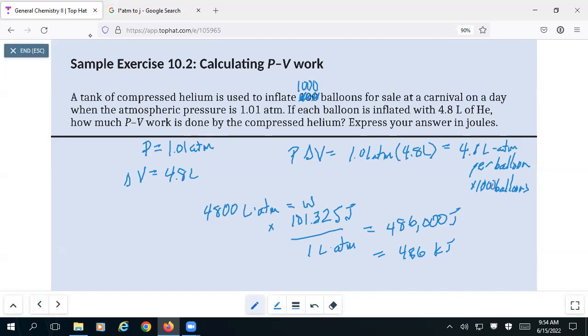Okay, so for the original problem, yes, it would have been 480 liter atmospheres, which would have been 48,600 joules or 48.6 kilojoules. The long and the short of it is when we start getting on that larger scale, you can see why kilojoules become kind of necessary. Any other questions other than pointing out my obvious mistakes?